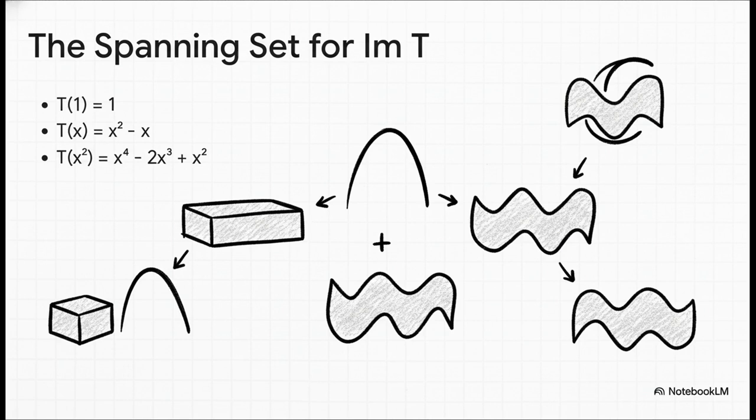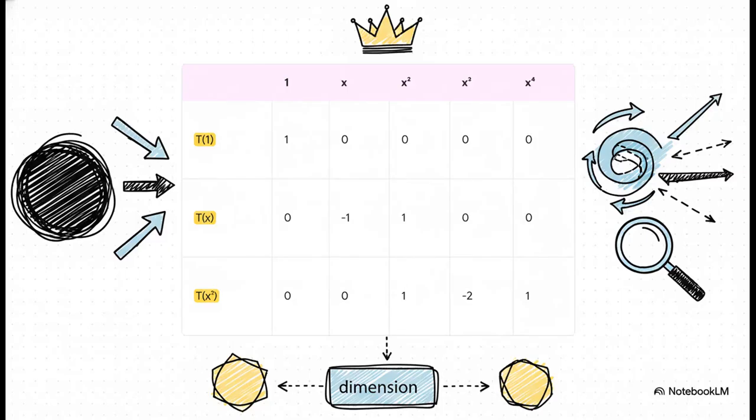This set is what we call a spanning set for the image. They're like the fundamental ingredients that T uses to cook up all of its creations. So we have these three polynomials, but are they truly independent? Can any one of them be built from the other two? To check, we do something clever.